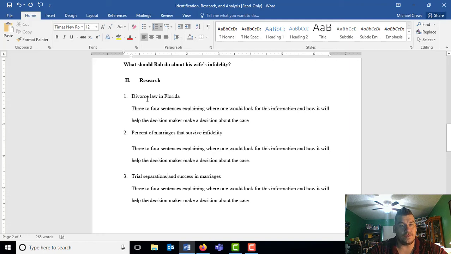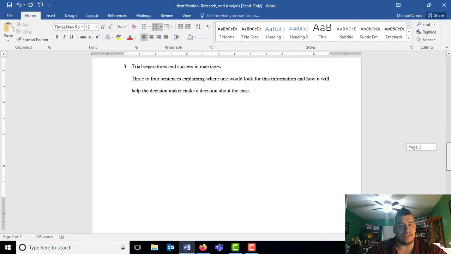Number 1, he wants to research divorce law in Florida to see what he's in for if he asks for a divorce. Percent of marriages that survive infidelity, and then trial separations and success in marriages, because maybe he wants to see if there's a chance that they can separate and work things out. There'll be 3 to 4 sentences under each one of these explaining what Bob would be looking to gain from this, how it would help him make a decision, etc., okay?